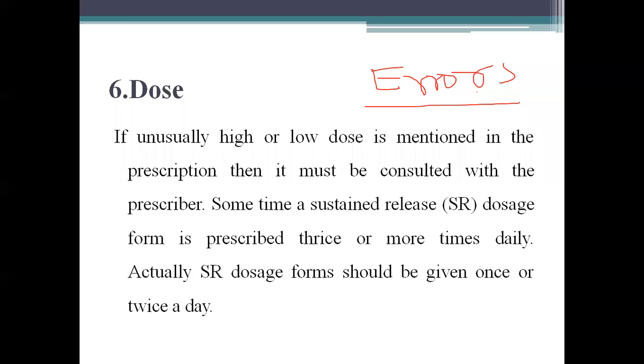Then dose is the error, and it is the important one. If unusually high or low dose is mentioned in the prescription, then it must be consulted with the prescriber. Sometimes a sustained release dosage form is prescribed thrice or more times daily. Actually, sustained release dosage form should be given once or twice a day. Okay, it should be understood by the pharmacist. डोस किती आहे? लो डोस, समजा एखादा पेशंट कमी एजचा आहे किंवा ओल्ड एज आहे, इन्फंट आहे, चाइल्ड आहे, किड आहे, ऍडल्ट आहे, जर त्याच्या एज नुसार त्याला जर डोसिंग दिलं नसेल तर देन द थेरपेटिक इफेक्ट इज अनेबल ऑन दॅट पेशंट.